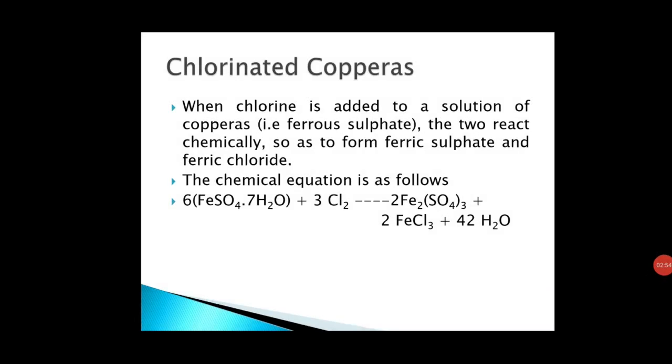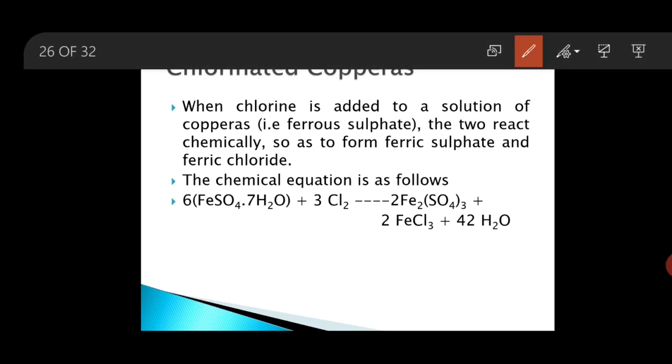Next we will discuss the next type of coagulant, that is chlorinated copperas. When chlorine is added to a solution of copperas, the two react chemically to form ferric sulfate and ferric chloride. So this is the copperas, and when it is added with chlorine, they form ferric sulfate and ferric chloride. The resultant combination of ferric sulfate and ferric chloride is known as chlorinated copperas.